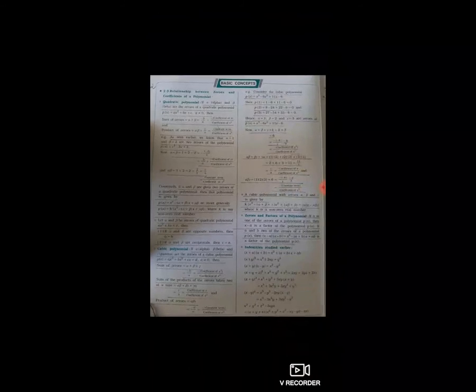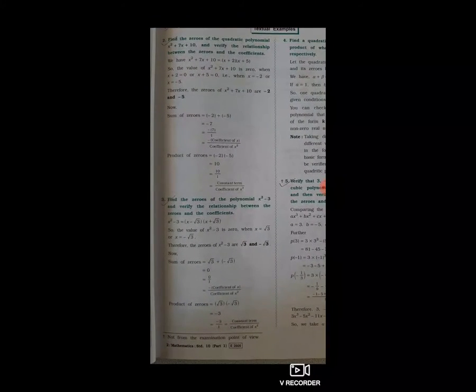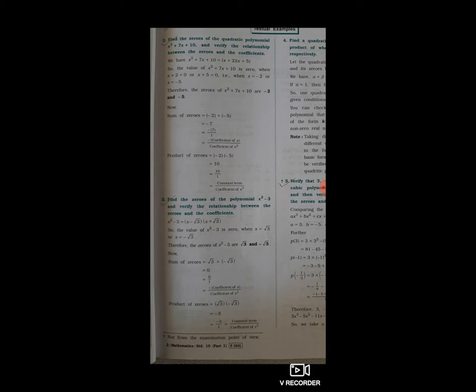Turn your textbook page and see example number 2. I read: find the zeros of the quadratic polynomial x² + 7x + 10 and verify the relationship between the zeros and coefficients. We have x² + 7x + 10.